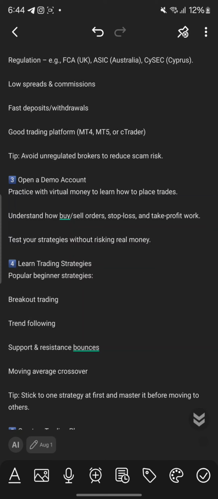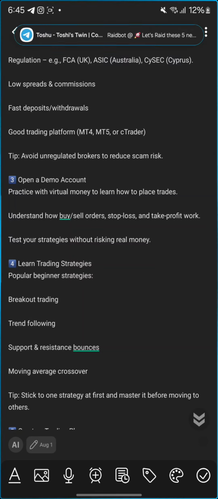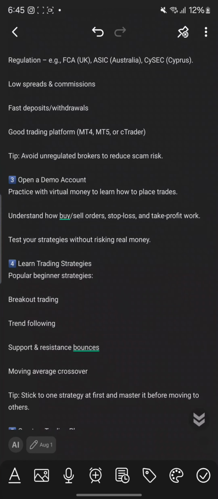Understand how buying and selling orders, stop loss and take profit works on your trade. So use demo to place trades, lose, make profit, and see how it works before you move to funding your main account. Test your strategies without risking real money. This is the advantage of a demo account. So you can test your strategies without risking your own money.